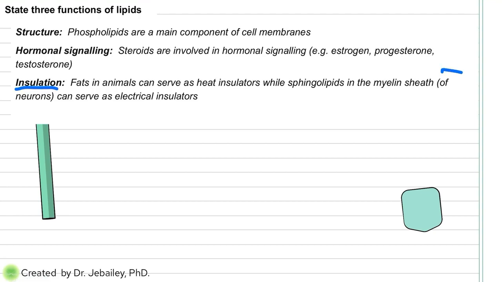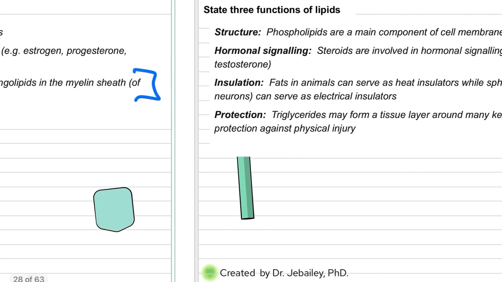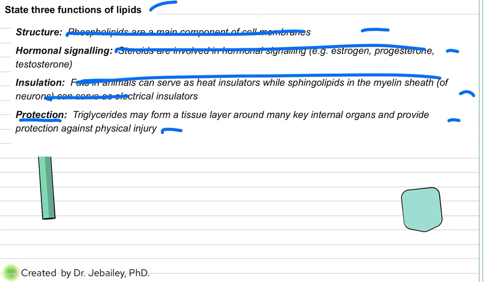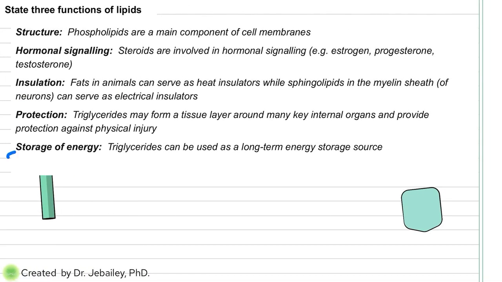That's one that I mentioned. Next one, we have protection, as I mentioned. Now, do you have to write all this stuff? No, because it only said state. It would only be needed if it said state and give an example. So if you just mention these without the extra information, you still will get the point. So just structure, hormone signaling, insulation, protection, and energy storage, as I mentioned. So I mentioned these 3, so you still get the points.